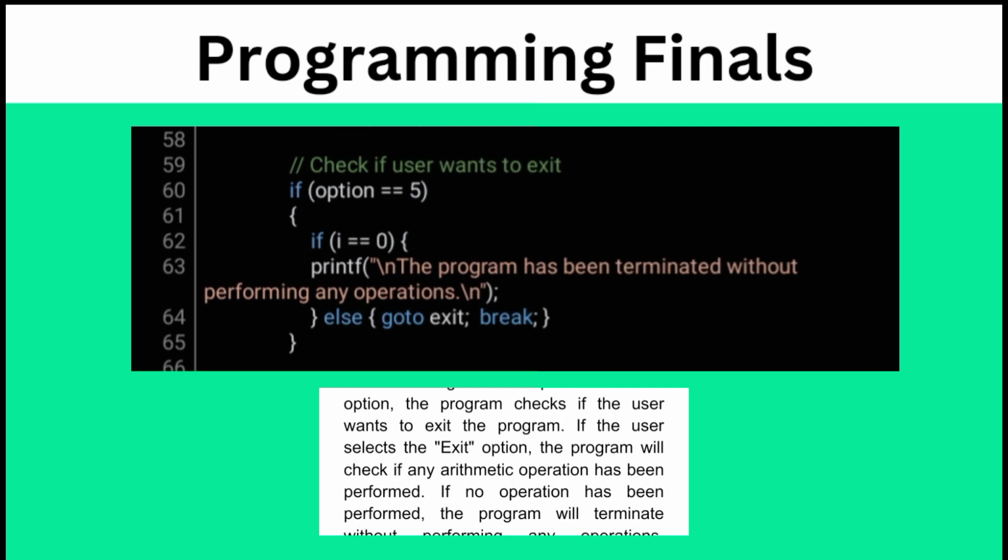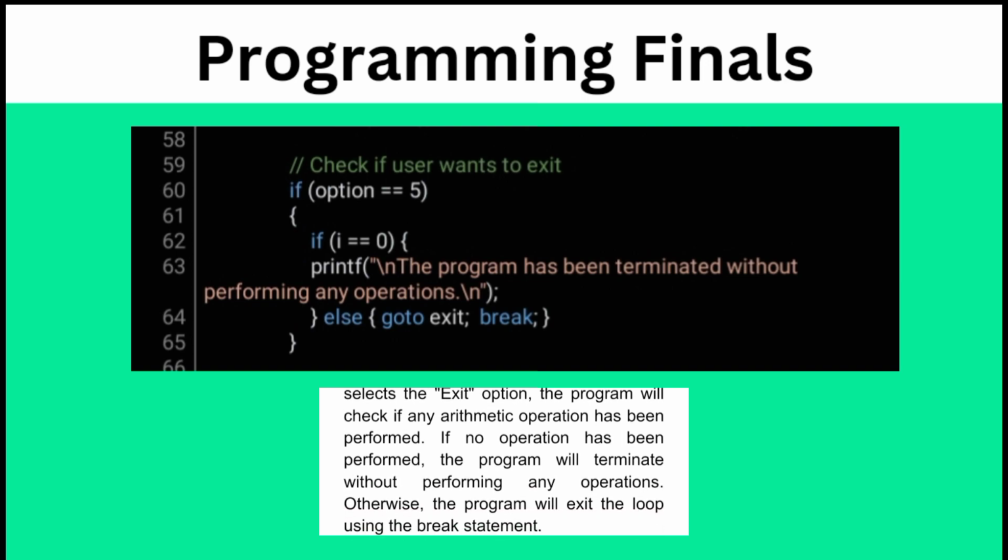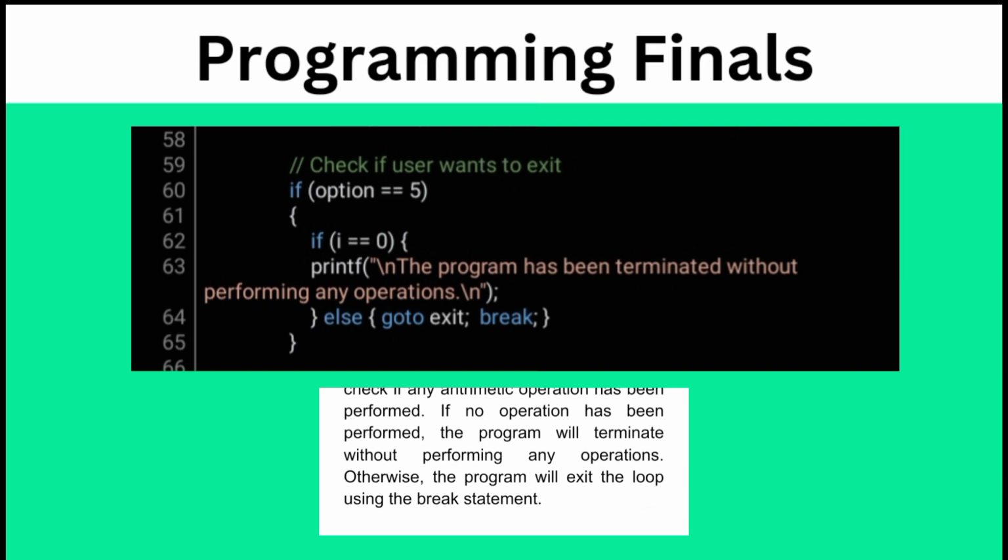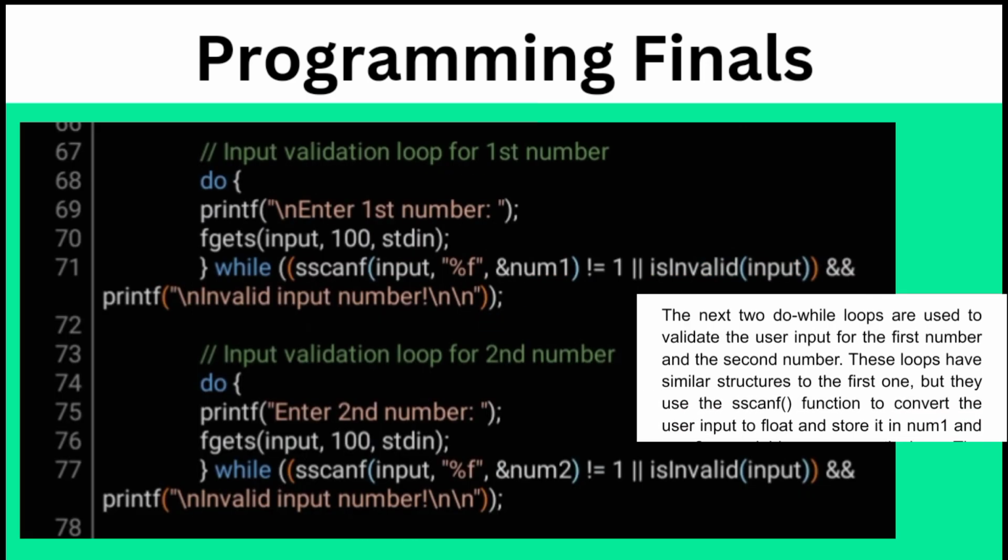If no operation has been performed, the program will terminate without performing any operations. Otherwise, the program will exit the loop using the break statement. The next two do-while loops are used to validate the user input for the first number and the second number.